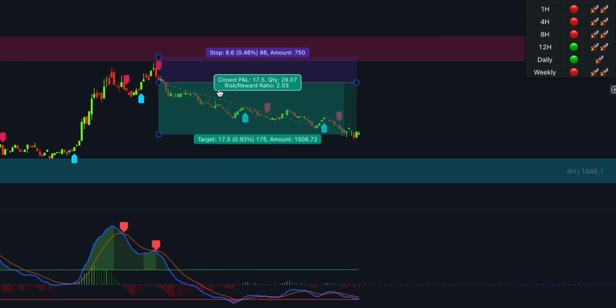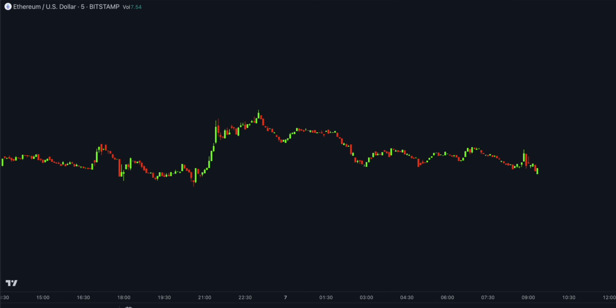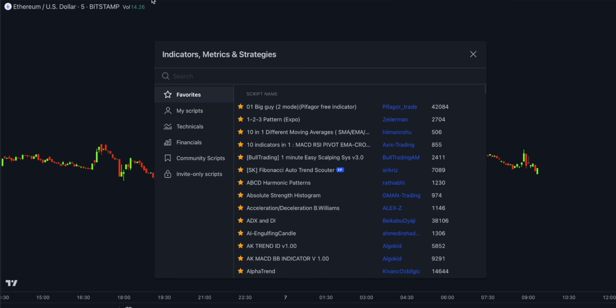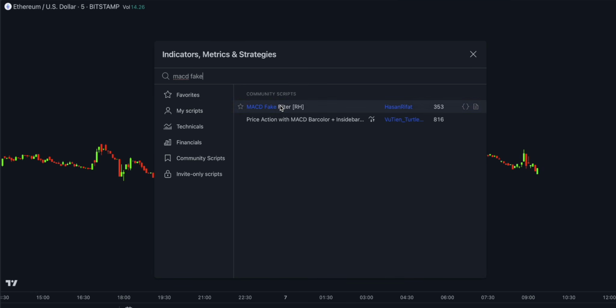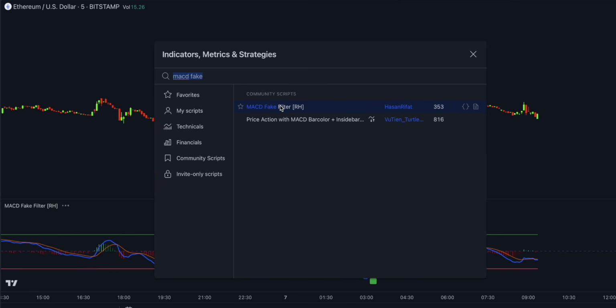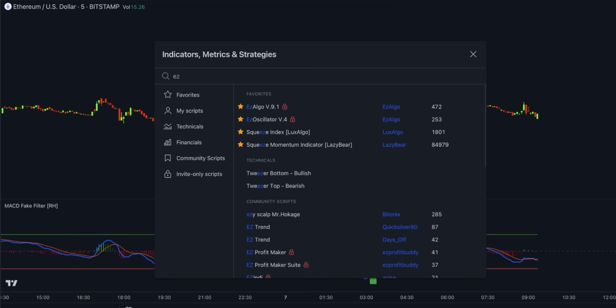Alright, I hope you understand the strategy. Let me demonstrate how to install these indicators on your price chart. First, open any chart on TradingView and click on the indicators. Search for the first indicator called MACD Fake Filter by Hassan Rifat. Keep the indicator's settings default. For the second tool, add Easy Algo Vi9. We'll leave the indicator link in the comments.